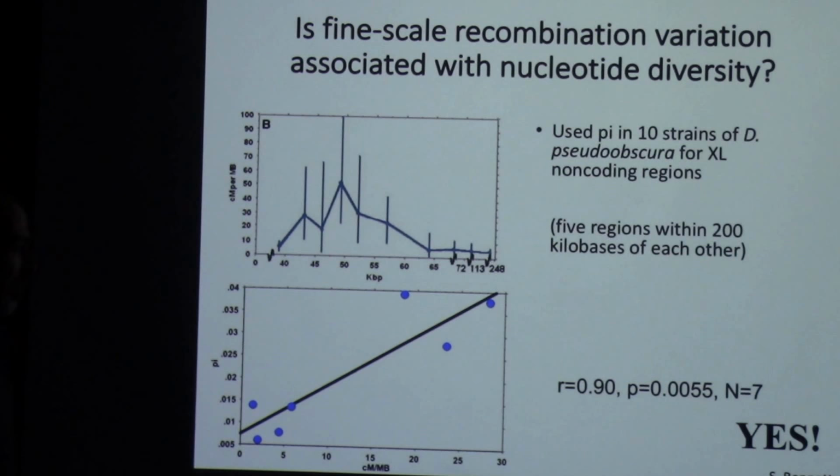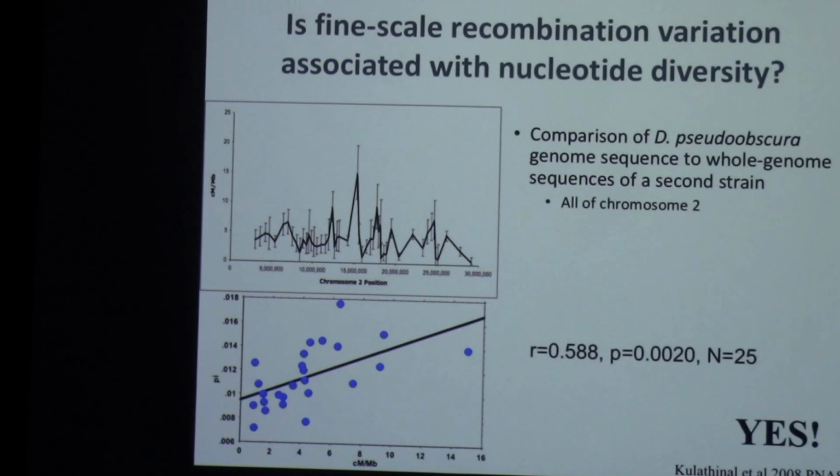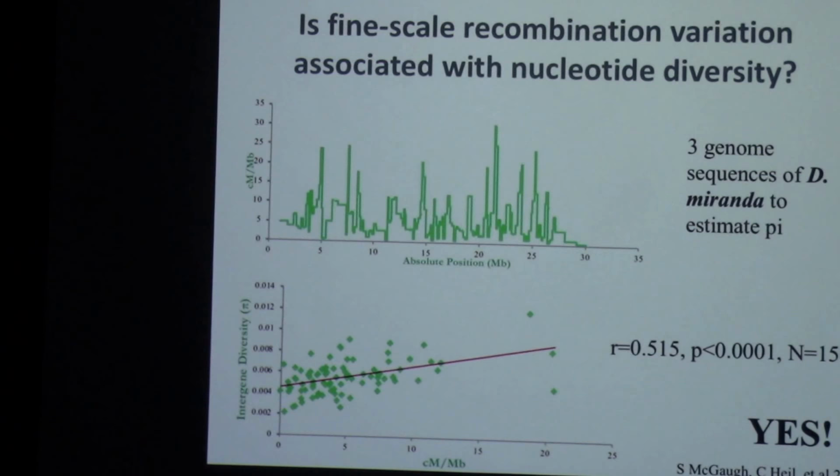That was at a very fine scale. We went a little bit more coarse after that. So this is looking now across all of chromosome 2 of pseudoobscura again, that variation there. And again, we still see, not quite as strong, but still a strong positive correlation between recombination rate and diversity. You can see the same thing in Drosophila miranda. Again, there's that structure of recombination rate. There's that positive correlation. So, yes, associated with diversity.